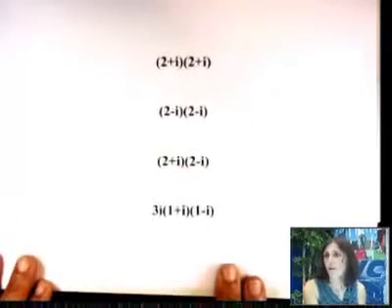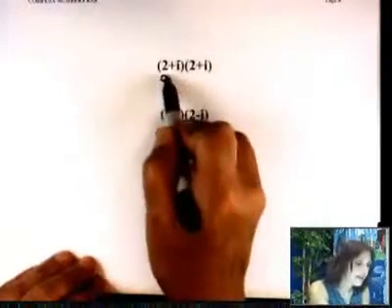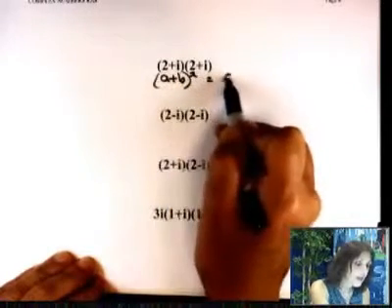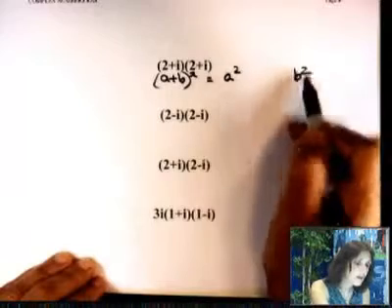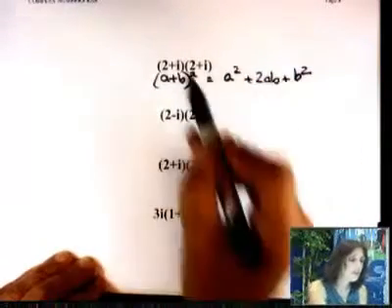Well, let's do more multiplication. This is like (a + b) squared. How do you do that? a squared, b squared, 2ab. So let's do that fast.